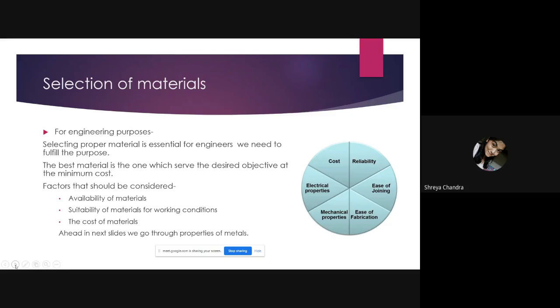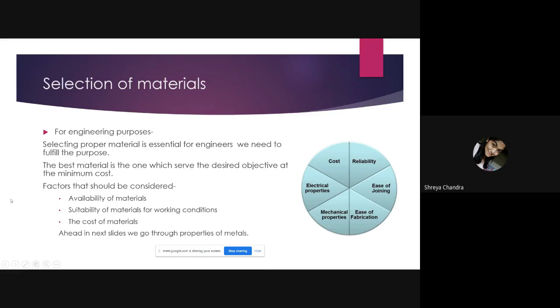And we should always have a material that has ease of joining. So what do you mean by ease of joining? I am explaining with an example. When we are joining two metals by welding, then the welding properties of both the metals should be kind of similar. It should not happen that one metal melts at welding temperature and the other remains the same without even a bit of softness. Then it will not fulfill our purpose.